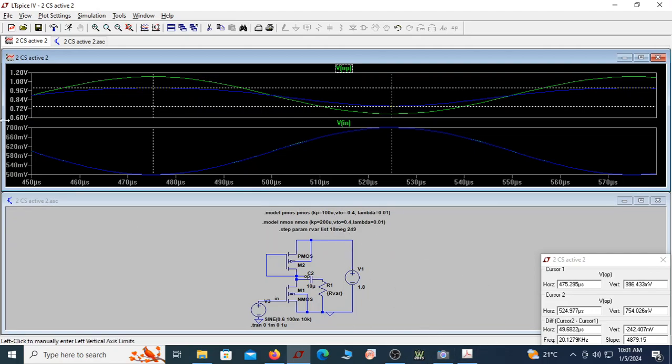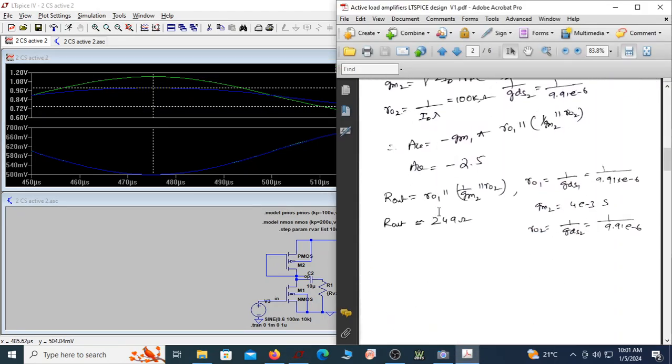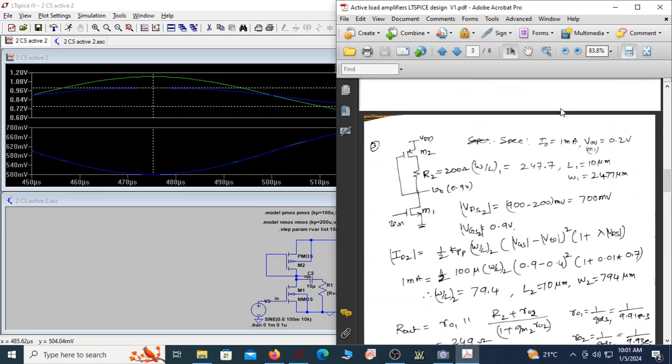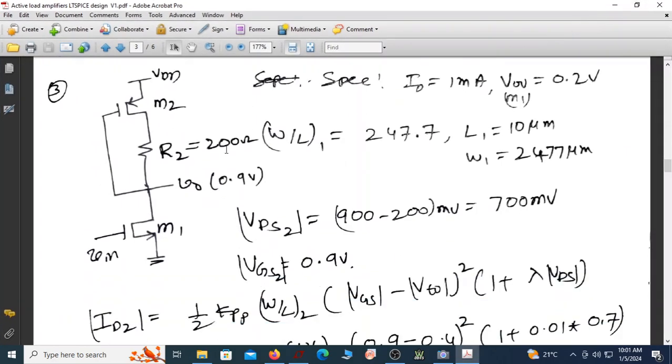So let us see one more circuit. Go here. See this. So all these are now a question of analyzing the circuit. Spend some time with each of the circuits. This is a specification. This is VOV, ID, from which I'll get the W by L of the first transistor as this.